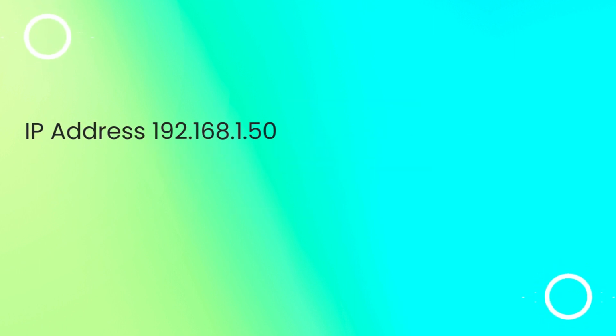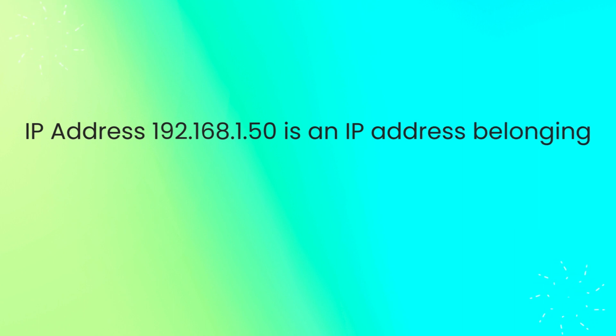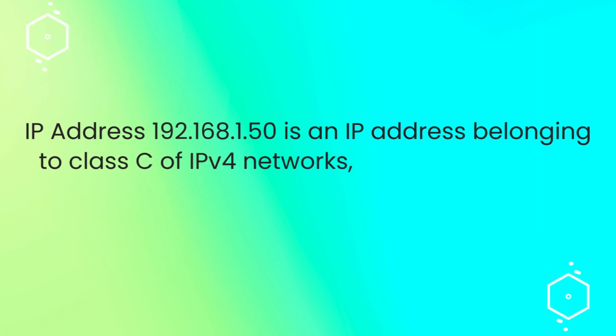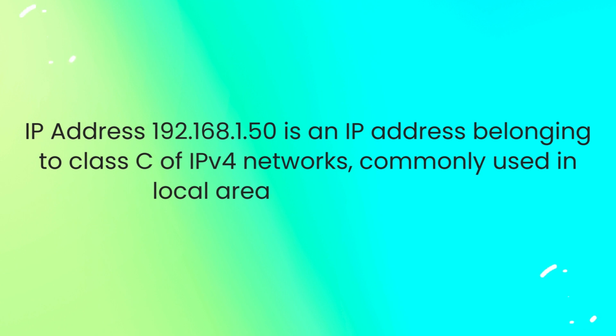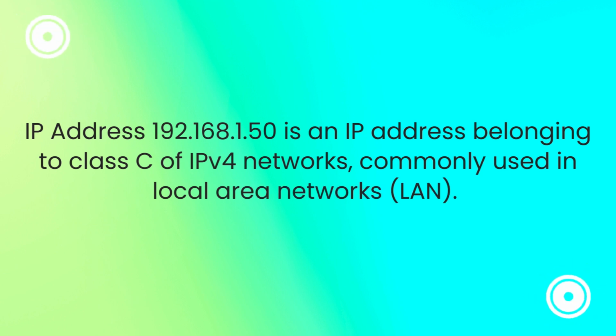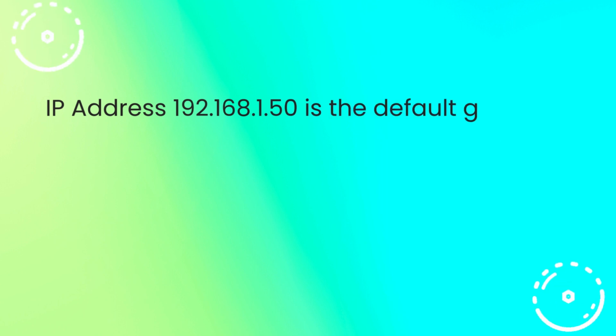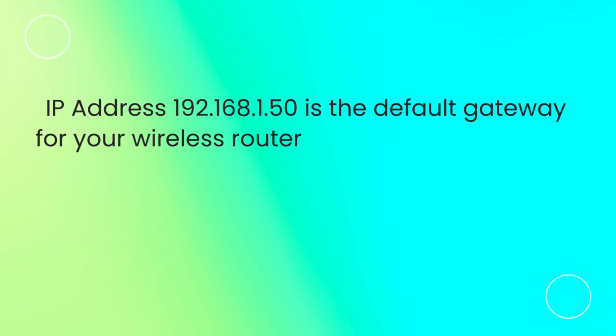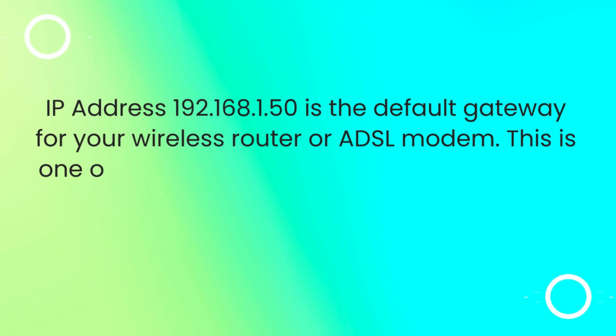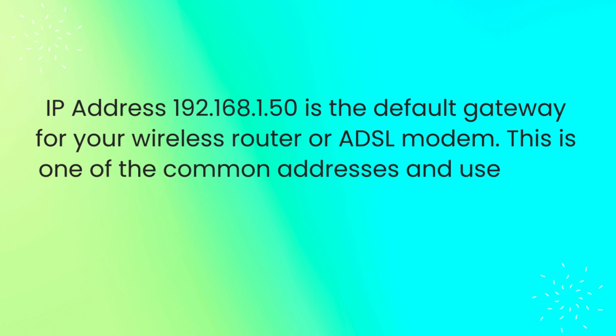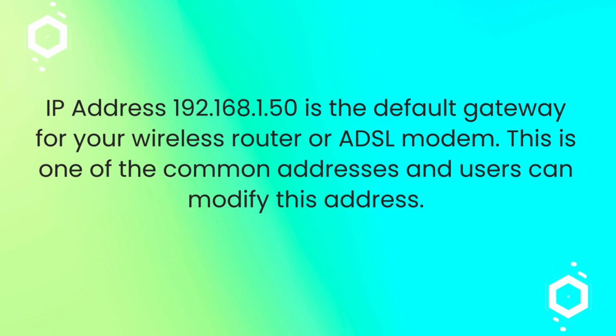192.168.1.50 IP address. 192.168.1.50 is an IP address belonging to Class C of IPv4 networks, commonly used in local area networks (LAN). 192.168.1.50 is the default gateway for your wireless router or ADSL modem. This is one of the common addresses, and users can modify this address.